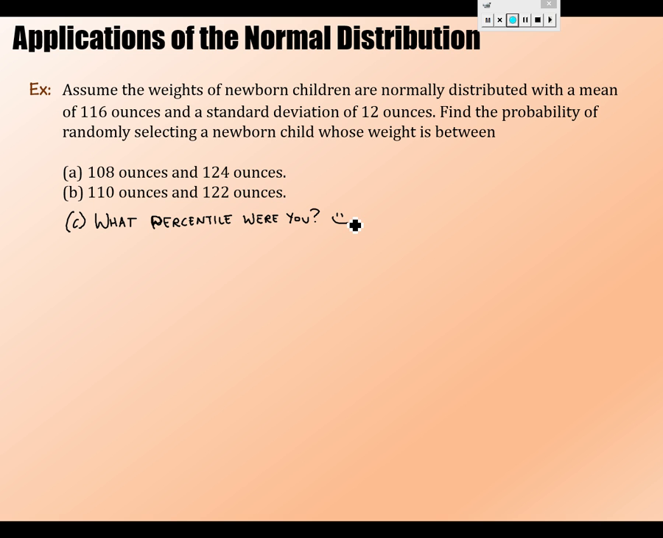Get all of these. Do you remember your birth weight? Does anyone know? We find the probability of getting less than 124 and then subtract the probability of less than 108. That would be a fine way to do it. I think your calculator will allow you to do that quicker though.